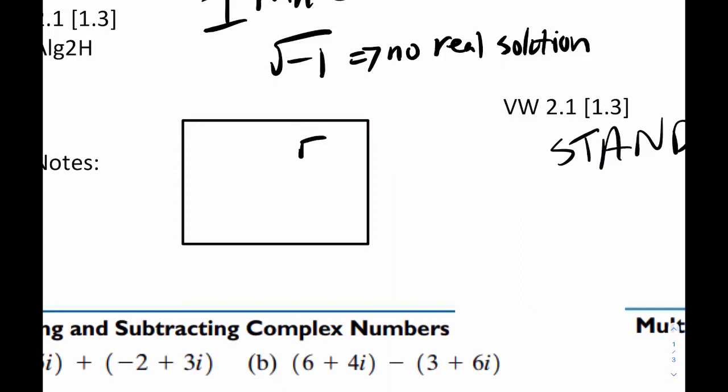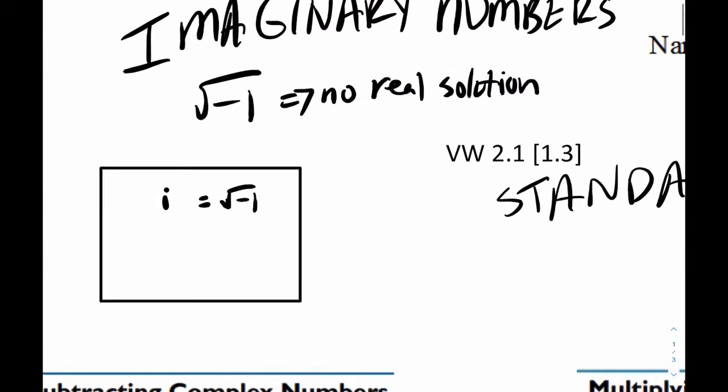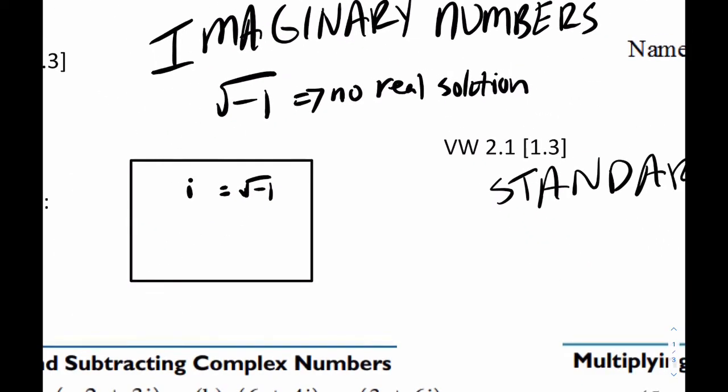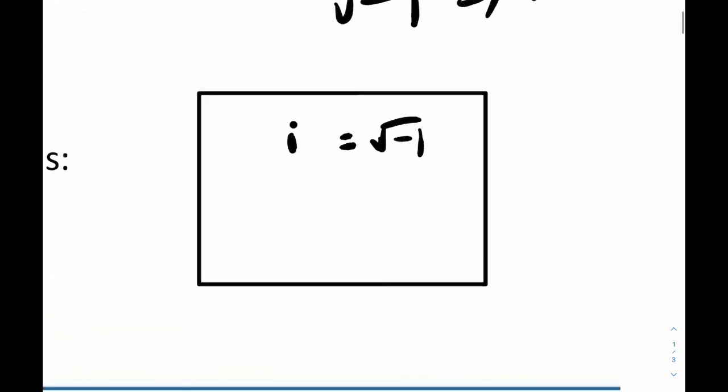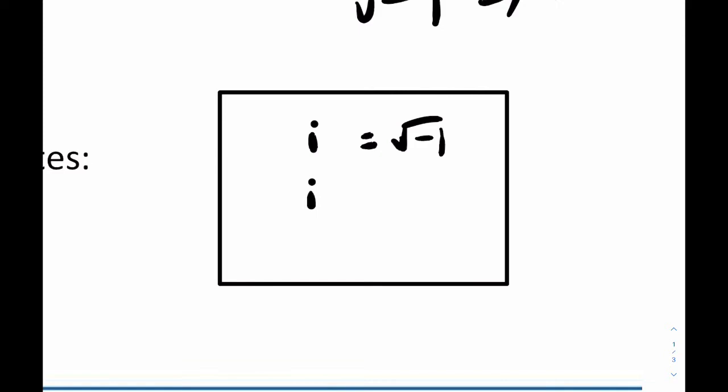The root of -1 is actually i. And i represents an imaginary number. So that's why we say no real solution. We're now in the realm of non-real solutions, or we call them imaginary numbers. And if i is root -1, that's powerful because that would mean i squared is simply -1.